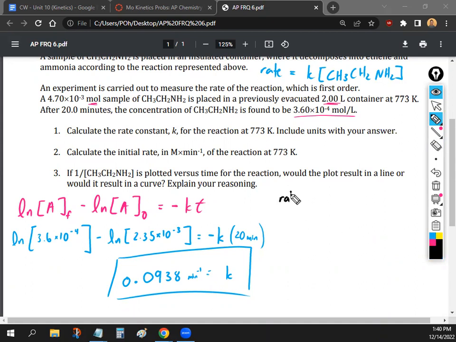Okay, so your rate is going to be equal to the K value, which is 0.0938. And then we're going to use the concentration 2.35 times 10 to the negative 3, which is the initial concentration. And that's going to give us a value of 2.2 times 10 to the negative 4. And that's going to be molarity per minute. Sorry, I didn't write the units of measurement, but it should be minute to the negative 1, molarity, so molarity per minute.